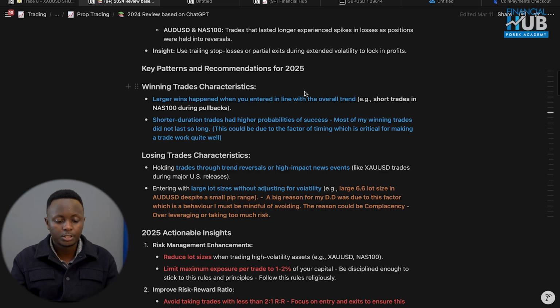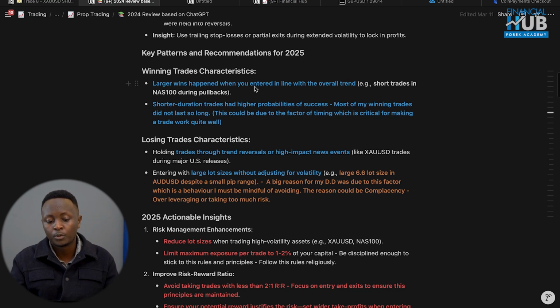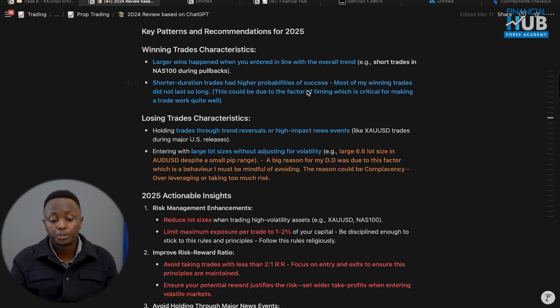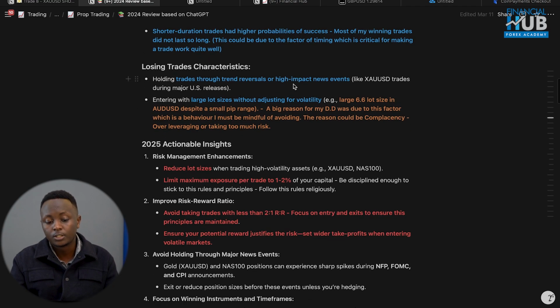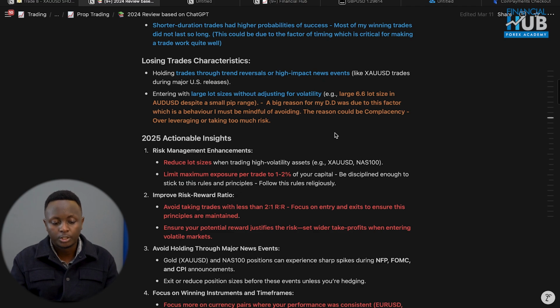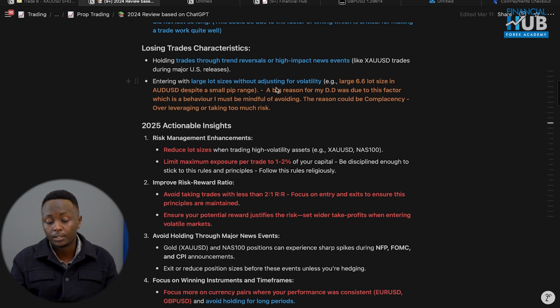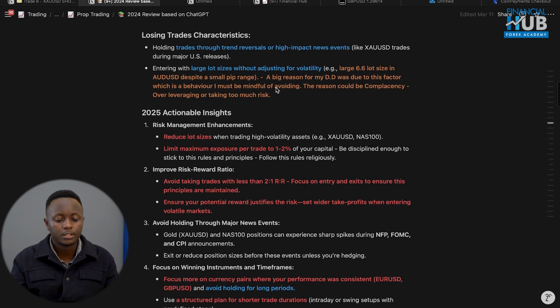Key patterns and recommendations for 2025. Larger wins happened when you entered in line with the overall trend. So you can see, for me, I do well following the markets, not going against the direction of the market. Shorter duration trades had higher probabilities of success. So most of my winning trades, you can see, did not last so long. Losing trades: holding trades through reversals or high impact news events like gold during major news, and entering large lot sizes without adjusting for volatility, okay?